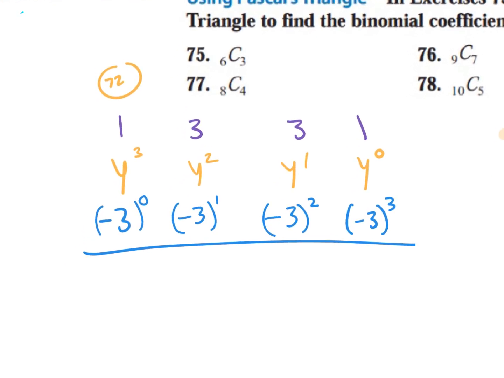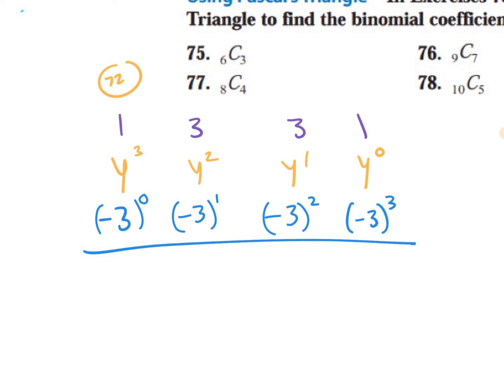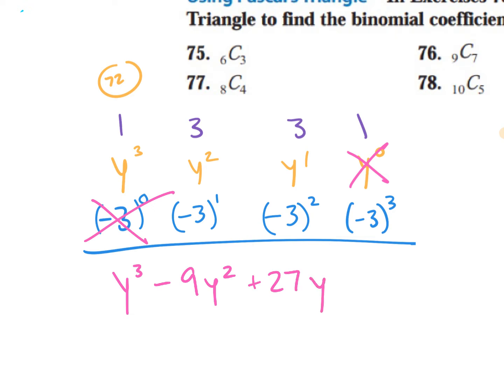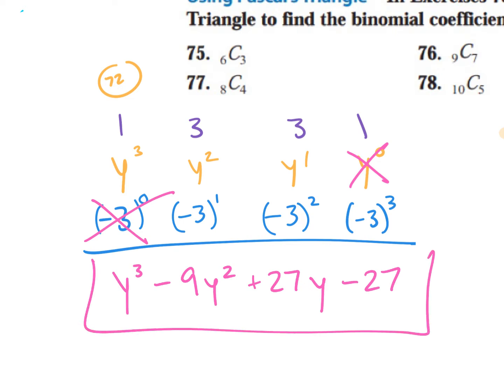And then we just multiply each column together. So we can cancel out the 0 powers because anything to the power of 0 is just 1. So this would be y cubed. 3 times negative 3 would be negative 9y squared. Negative 3 squared would be 9 times 3 would be 27y. And then the last one would be negative 3 cubed, which is negative 27. So that would be your answer.